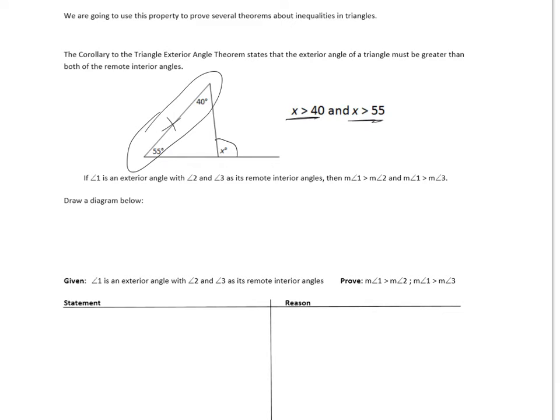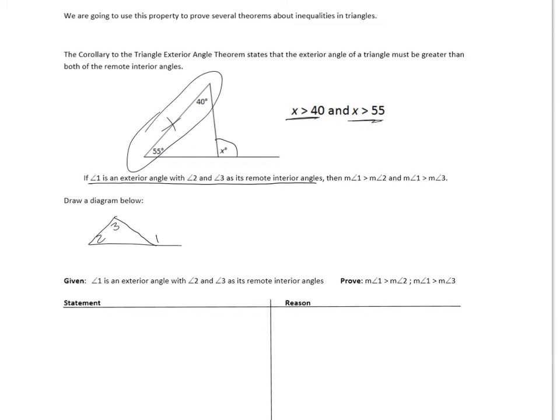So if angle 1 is an exterior angle with 2 and 3 as its remote interior angles, I'm going to draw that real quick, right? Let's do this, where I have angle 1 and then 2 and 3. Then the measure of angle 1 must be greater than the measure of angle 2, and the measure of angle 1 must also be greater than the measure of angle 3. So we are going to prove that now.